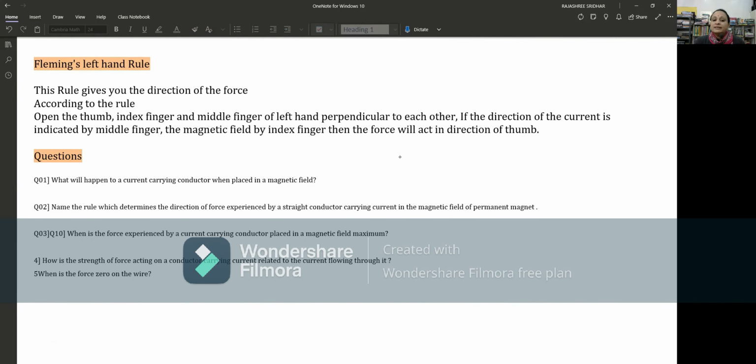Name the rule which determines the direction of the force experienced by a straight conductor carrying current in the magnetic field of a permanent magnet. Permanent magnet इसका मतलब है कि मैग्नेटिज्म जो होगा एक्सटर्नल होगा, वायर का मैग्नेटिज्म अलग और जो एक्सटर्नल मैग्नेटिक फील्ड लगा रहे ना वो बिल्कुल अलग रहेगा, ठीक है। तो कौन सा रूल बताएगा आपको? फ्लेमिंग्स लेफ्ट हैंड रूल ने आपको बतानी है। क्या कहता है ये आपको मालूम है, चलो बोलो, मन में बोलो। हाँ, वेरी गुड वेरी गुड.